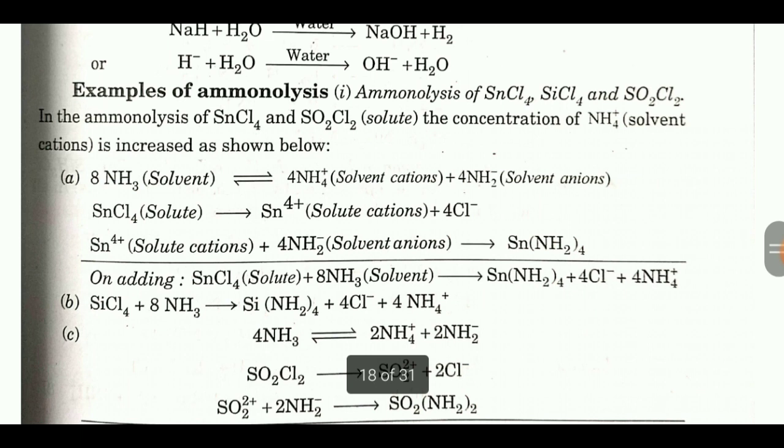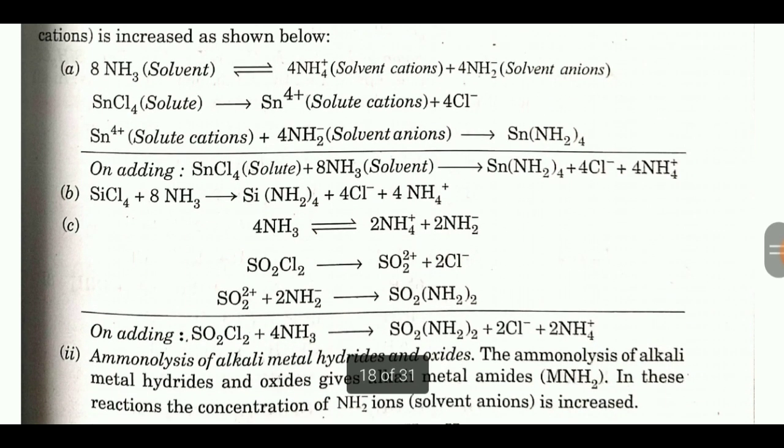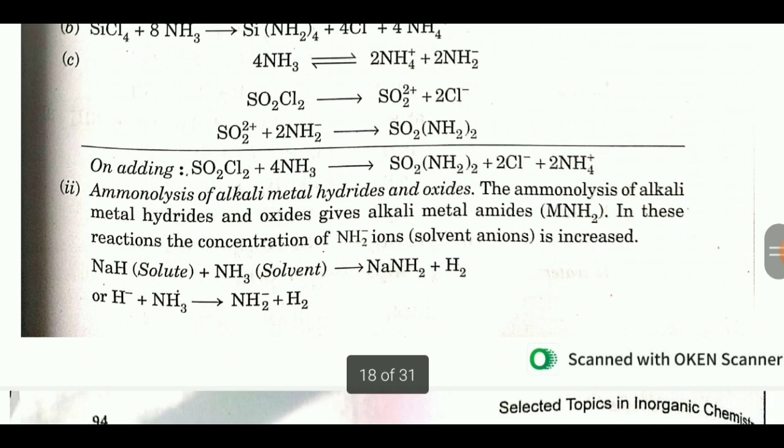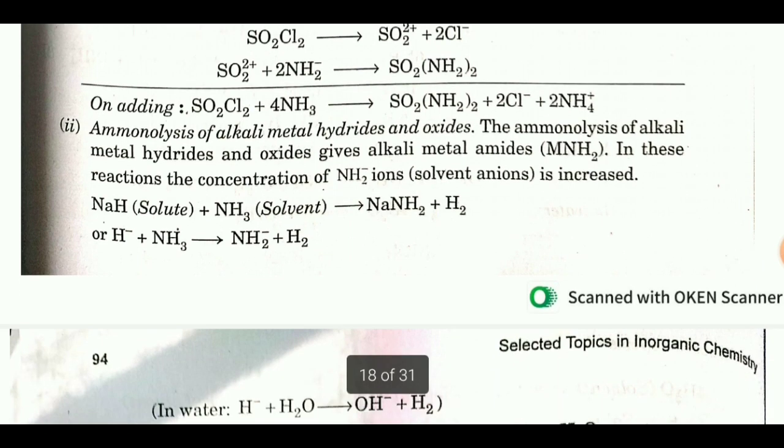Examples of ammonolysis: first, ammonolysis of SnCl4, SiCl4 and SO2Cl2. In the ammonolysis of SnCl4 and SO2Cl2, the concentration of NH4+ is increased. Second, ammonolysis of alkali metal hydrides and oxides. The ammonolysis of alkali metal hydrides and oxides gives alkali metal amides. In this reaction, the concentration of NH2- ion is increased.